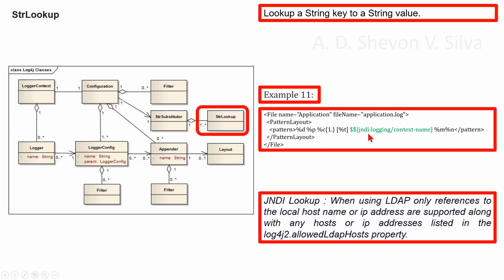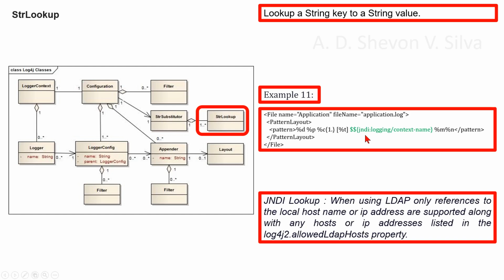Now we are considering JNDI lookup. When using LDAP, only references to the local host name or IP address are supported, along with any host or IP addresses listed in the log4j2.allowedLdapHost property. As of Log4j 2.15.1, JNDI operations require log4j2.enableJndi=true to be set as a system property or the corresponding environment variable for the lookup to function.